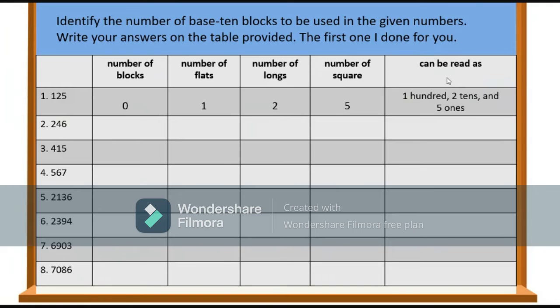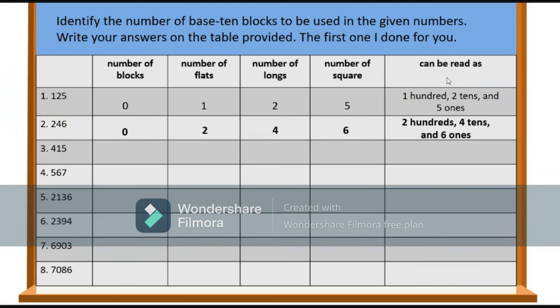Okay, next number 2, we have 246. So again, we do not have blocks. Okay, so we put 0. Okay, then how many number of flats? Okay, very good, 2. Then how many longs? 4. And squares. How many squares? Very good, 6. So we read this as 200, 4 tens, and 6 ones. Okay, very good mga bata.